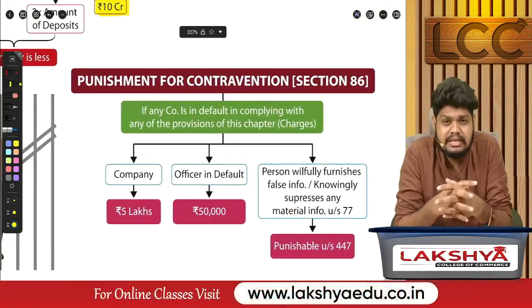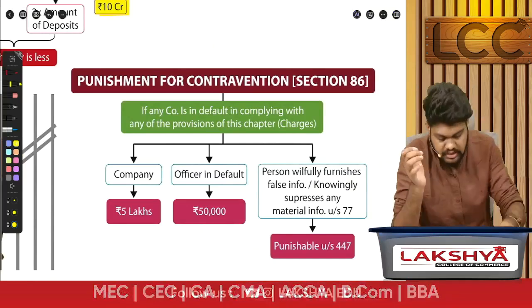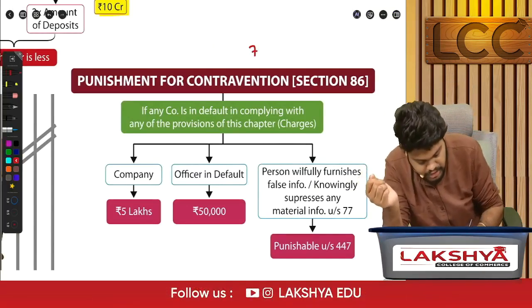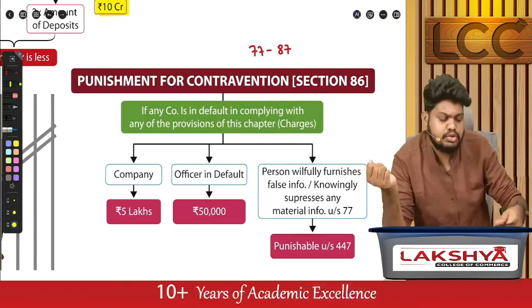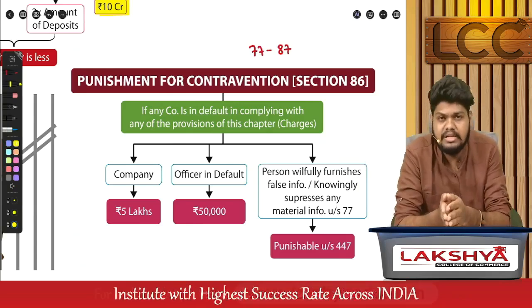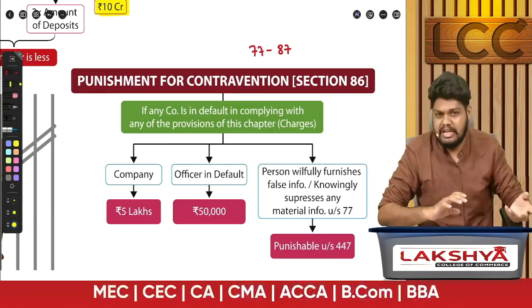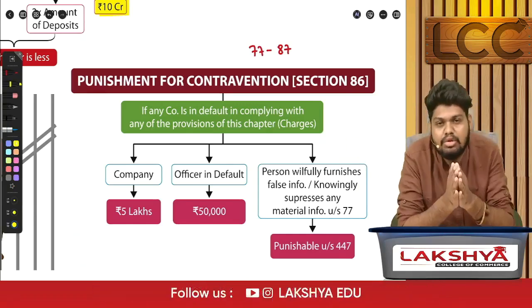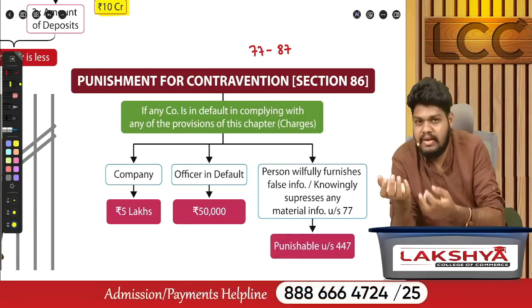Coming to section number 86. 86 is the penalty provision for the entire charges chapter. The charges chapter ranges from section number 77 to 87. If you have made any contraventions of the provisions of the charges chapter, penalties will be applicable under section number 86, which states that I'll not impose a minimum and maximum, I'll impose a static penalty: on the officer in default, an amount of 50,000, and on the company, an amount of 5 lakhs.